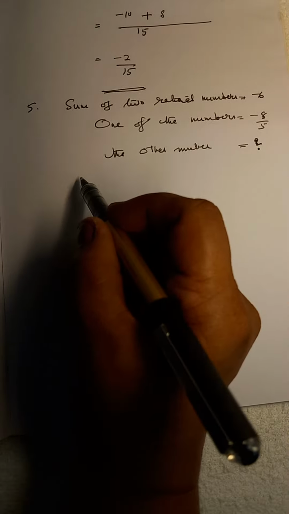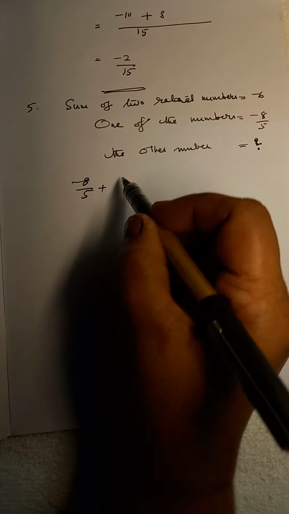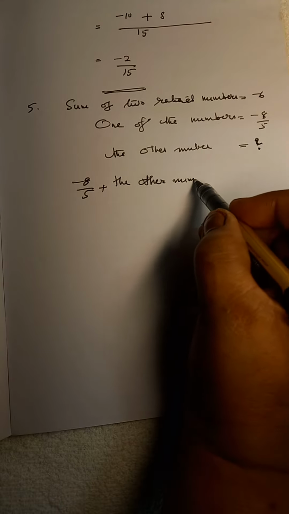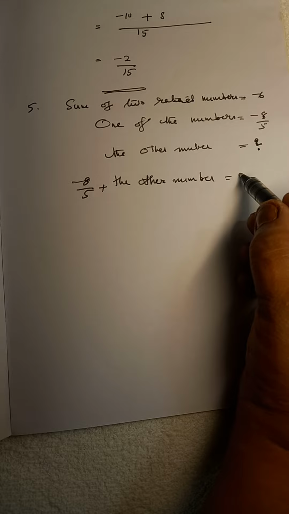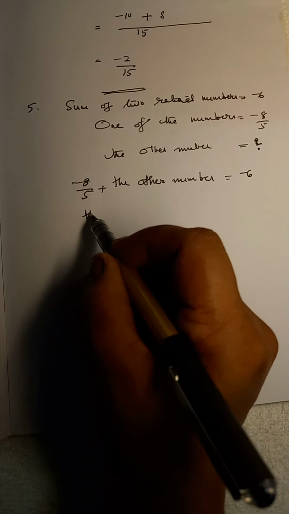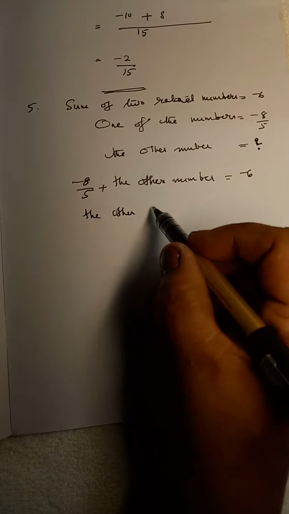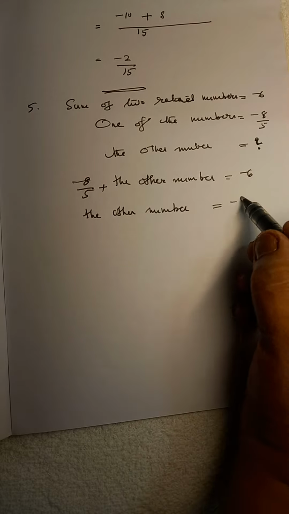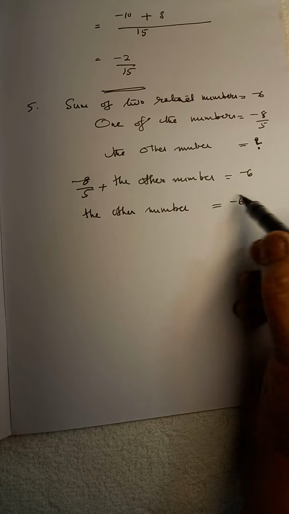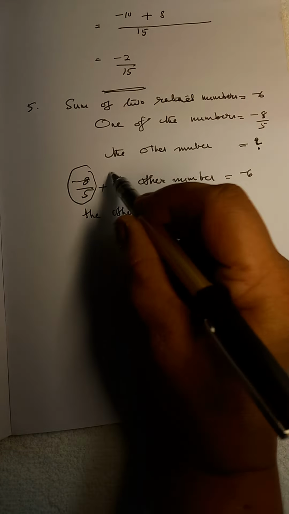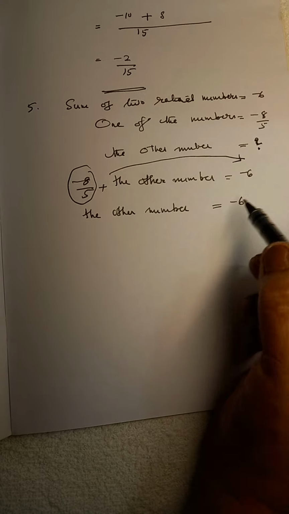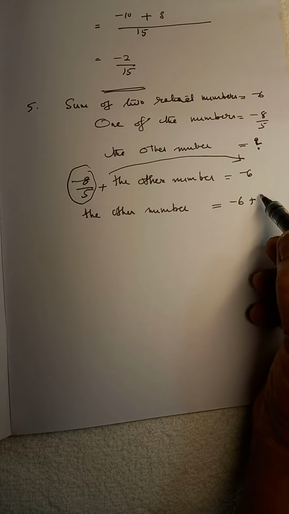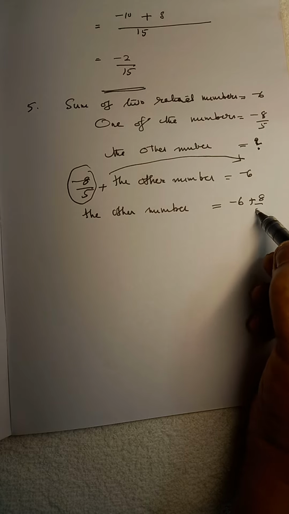One of the numbers is minus 8 by 5 plus the other number, that is equal to sum of the rational numbers, minus 6. Now we can keep the other number on the left side. Then what is on the right side, minus 6, that we write at first. Then this minus 8 by 5 will go to the other side of the equal sign. So that will get added there. This is minus sign, so it is added there. So plus 8 by 5.